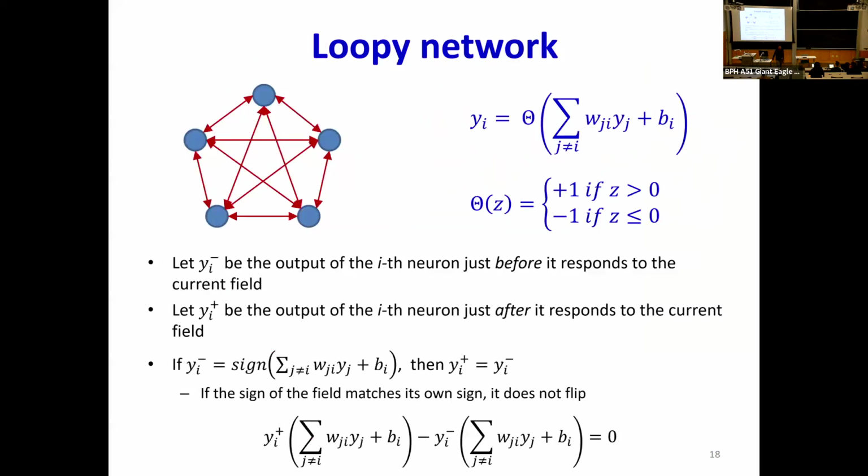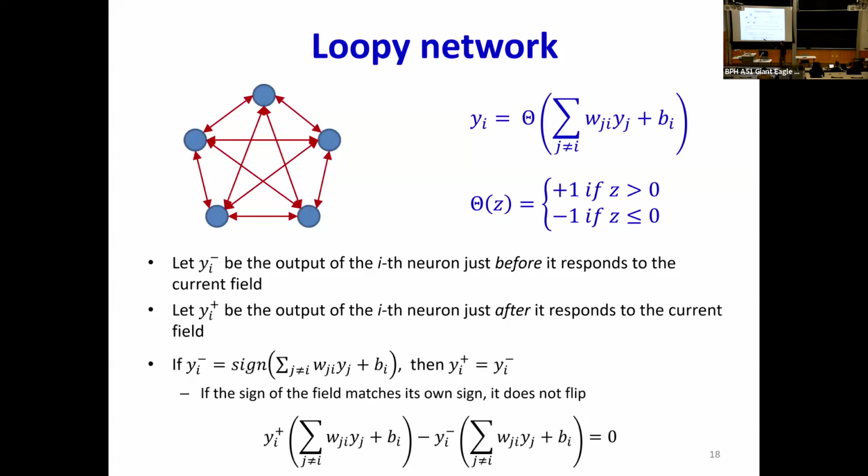Now, consider any single neuron. Just before it responds to its input, it has some value y minus. After it responds to its input, it has a value y plus. The neuron always responds by aligning its output to the sign of the field, the affine value at the input. So in other words, when it is done, y and the field will have the same sign. Before it is done, these two may or may not have the same sign. So let y plus be the response after it has responded to the input, and y minus be the value before it has responded to the input.